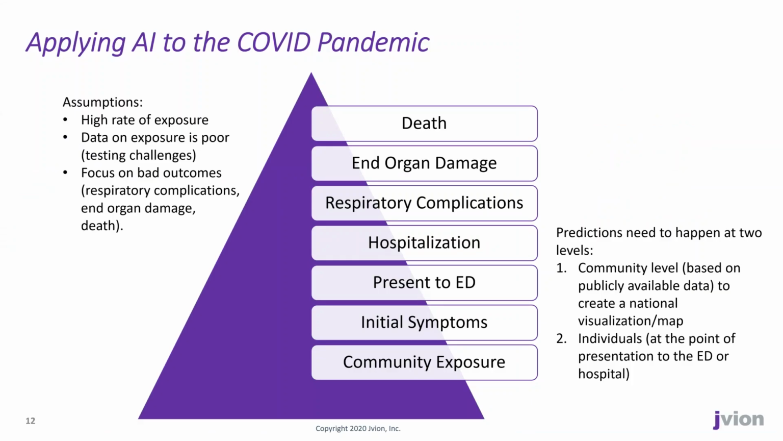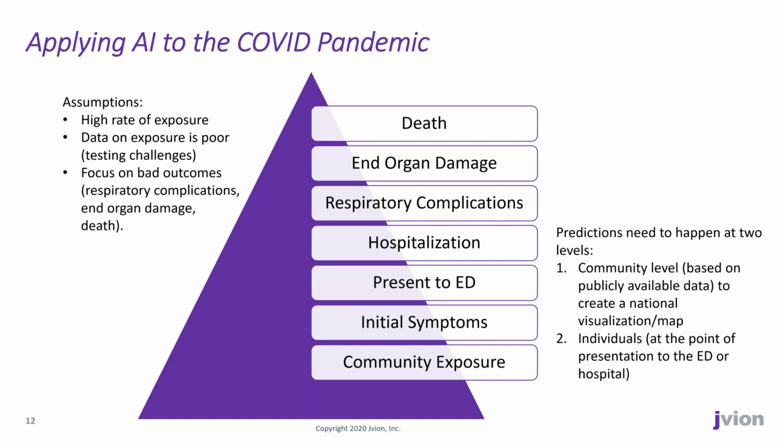So that translates to COVID-19 by looking at previous pandemics. In our analysis, we assumed there was going to be a high rate of exposure. We assumed the data on exposure was going to be poor, so that the testing was not going to be done the same in every state and every county, that testing penetration was going to be limited. So we focused on bad outcomes.